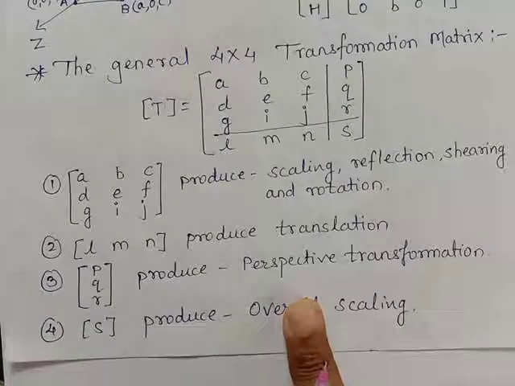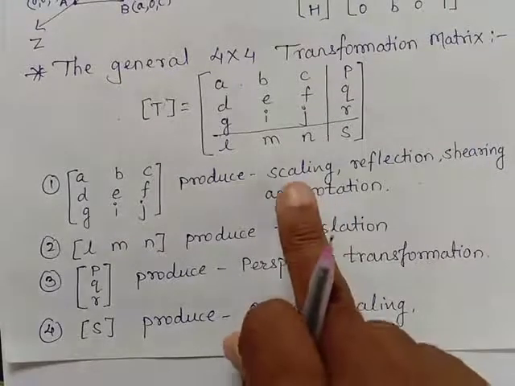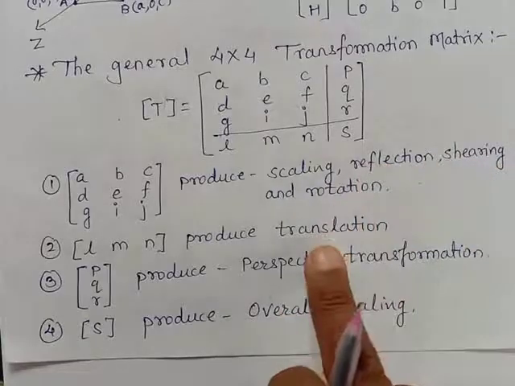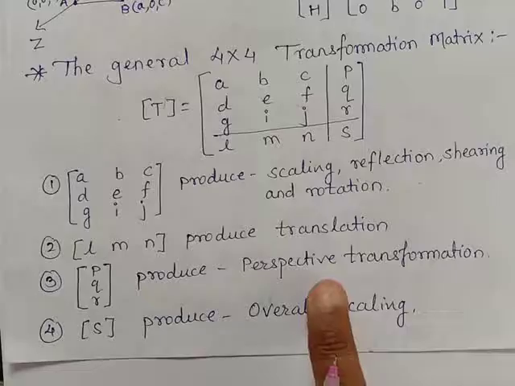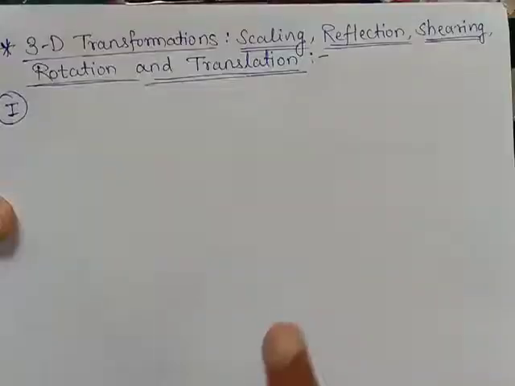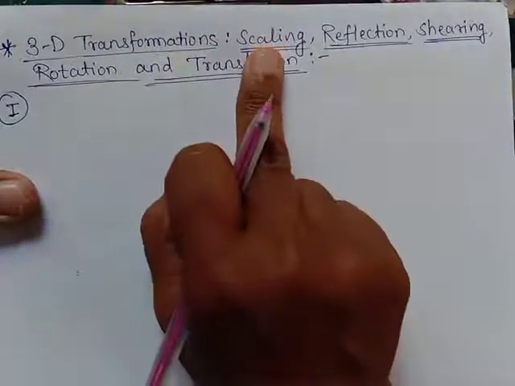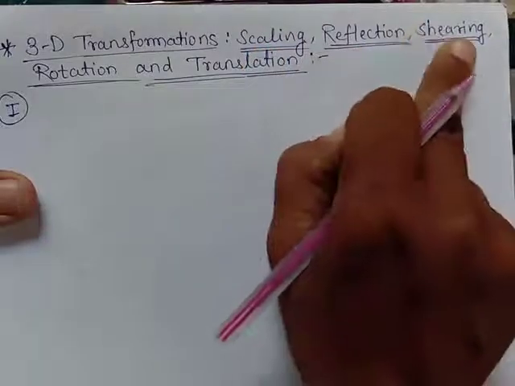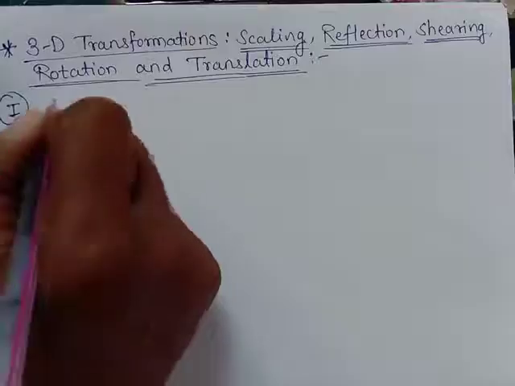So let us see three-dimensional transformations. First of all, let us see these ones: scaling, reflection, shearing, rotation and translation. Then we will go for these ones also. Okay, so let's see them one by one. As I say, scaling, reflection, shearing, rotation and translation. So first of all, see scaling.